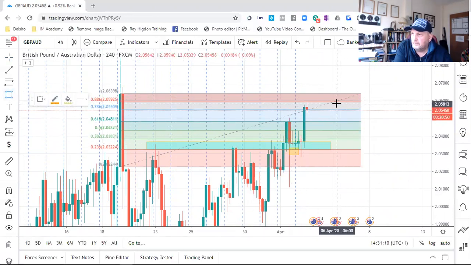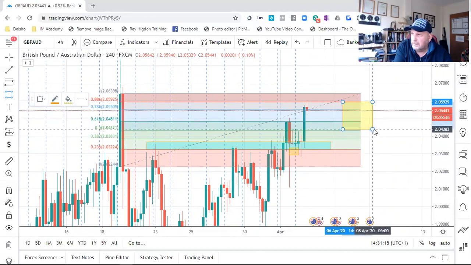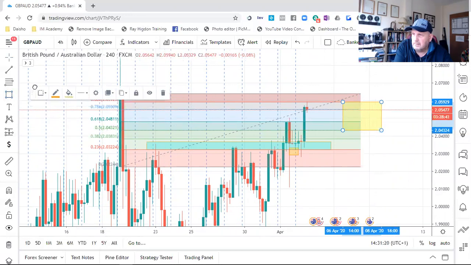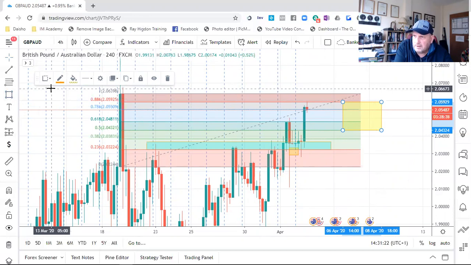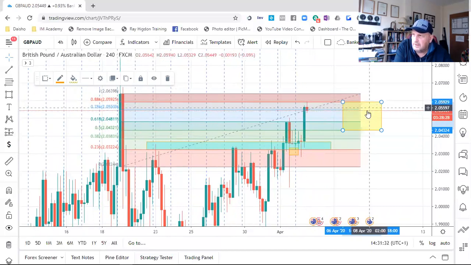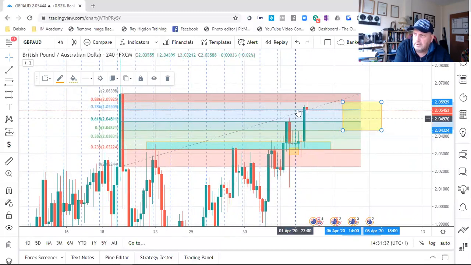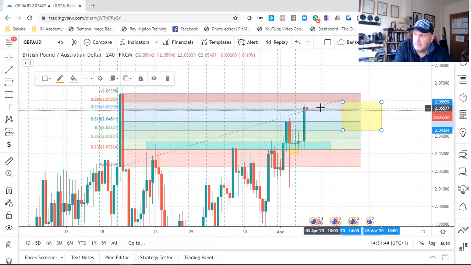So you can basically get in this zone here, between 2.05925 down to 2.04321. Now what I'm going to do is drill down from the 4-hour to a little bit further, specifically on these candles, for a better entry.